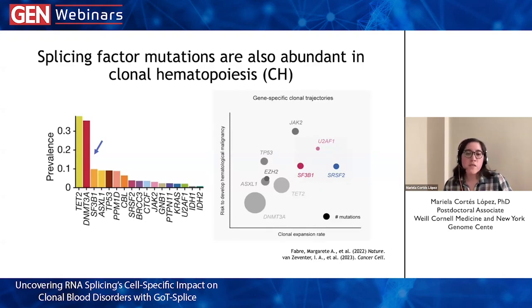So here we see that in normal individuals with these clonal outgrowths, they already present a high frequency of SF3B1 mutations, but also SRSF2 or U2AF1, which are other particularly interesting splicing factors. And then they sometimes also represent a higher risk for patients to develop a clonal disease after some years.